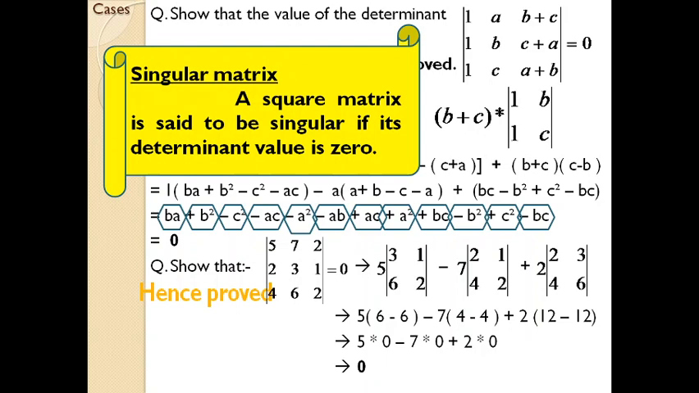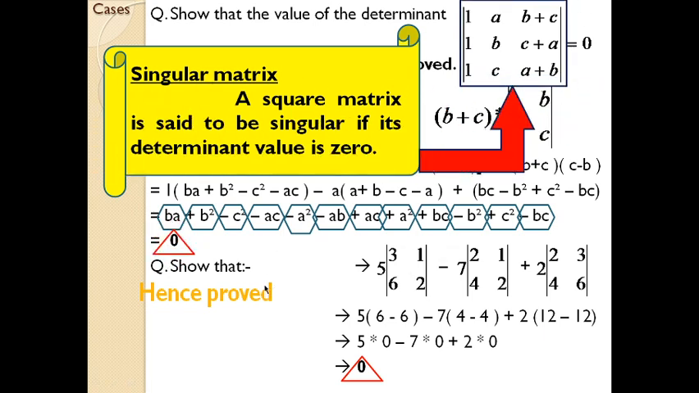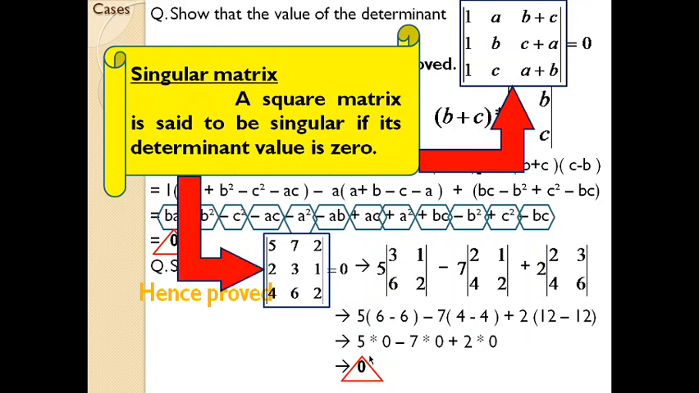So here we have dealt with a determinant. See here, the value of this particular case is 0, and also this particular determinant is also 0. So you can say that this one as well as this one, because in both these cases you have got 0. So you can say that these two are singular matrices.